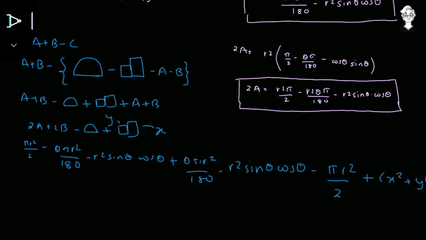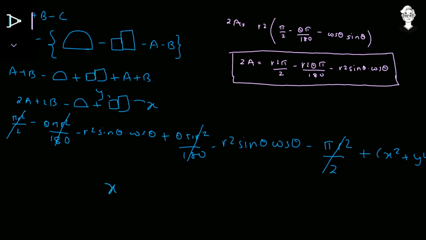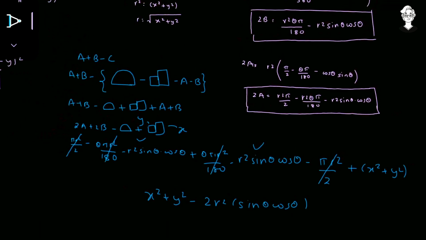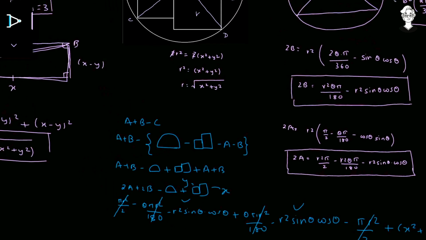Now we can see that a few things are going to be cancelled. Pi r square upon 2 minus pi r square upon 2, minus theta pi r square upon 180 plus theta pi r square upon 180. So what we are left with is x square plus y square minus r square, that is not minus r square, it's minus 2 times r square into sine of theta cos of theta. These two are negative, so they add together to give me negative 2 times r square sine theta and cos theta. Now we can have the value of sine theta and cos theta also.